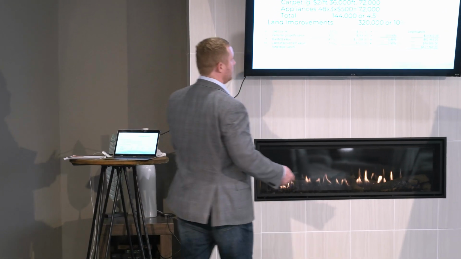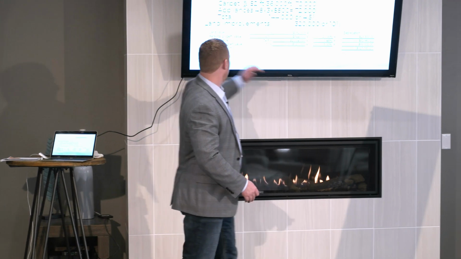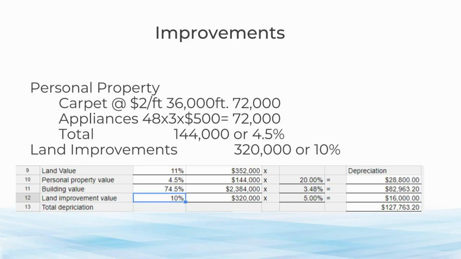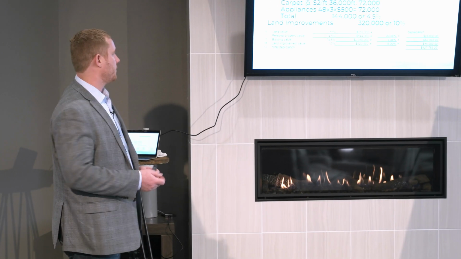We do the same thing for the building, multiply it across, and for the land improvements, multiply it across, and then add all of our depreciation. Depreciation gives us an extra $127,000 in expenses in the first year.